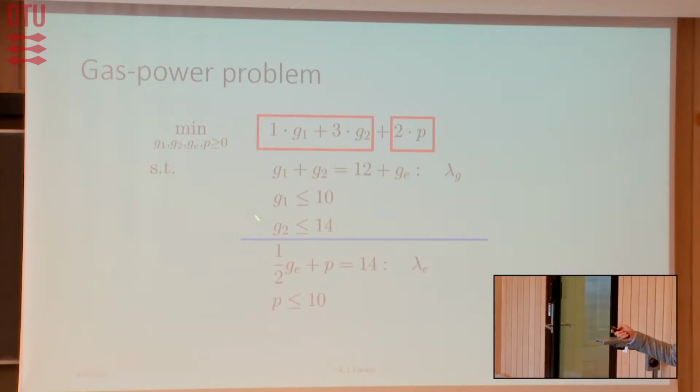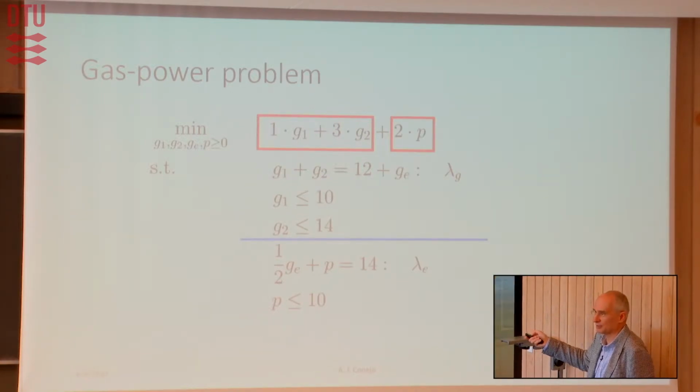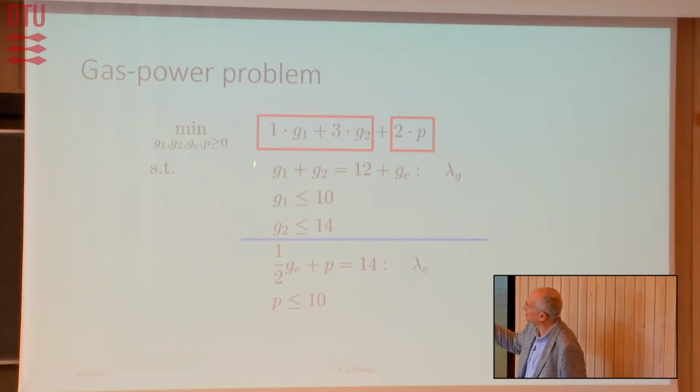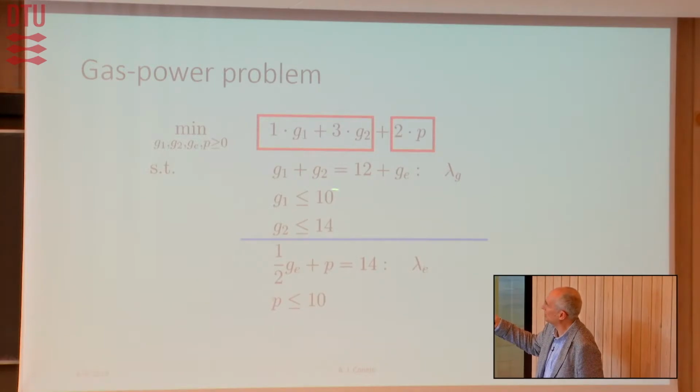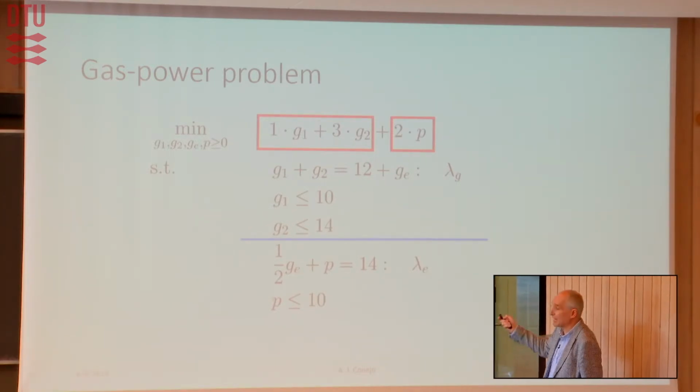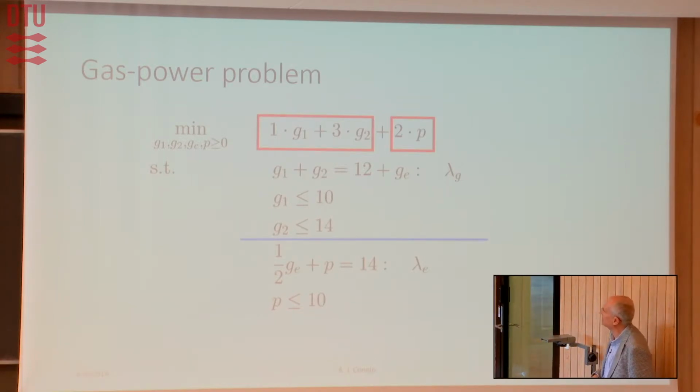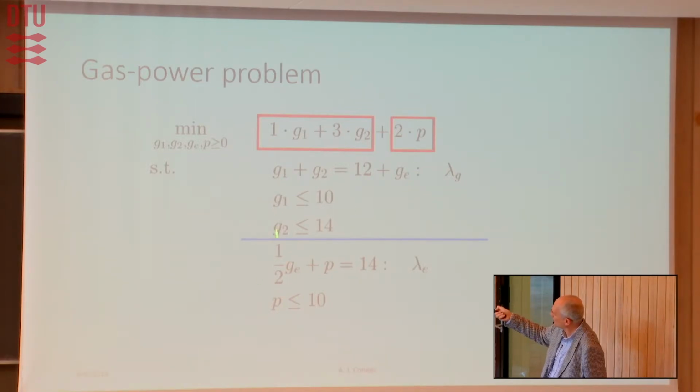Then we have the gas constraint and the electricity constraints. The gas constraint tells me that G1 plus G2, which is the production of the gas, is equal to 12 plus the gas that we use for electricity, which is an internal variable in this case. And this is the price of gas. Then gas source 1 is bounded by 10, and this one is bounded by 14. Here we have the balance of electricity, the same thing. The gas over here, we use the conversion factor to transfer to electricity, so this amount of electricity plus the electricity that we produce directly is going to be 14, which is the demand for electricity, and then this P is bounded by 10.